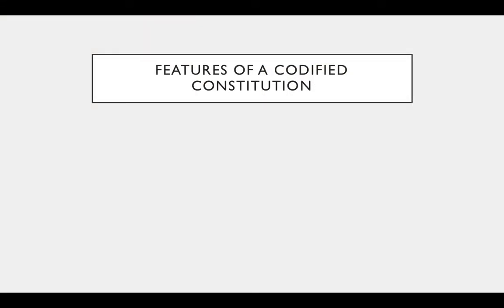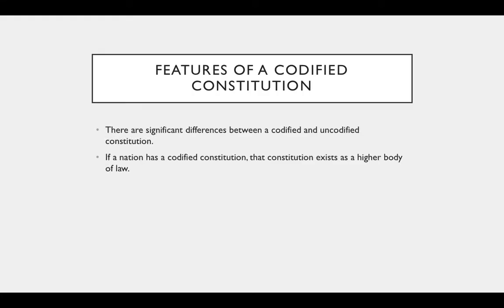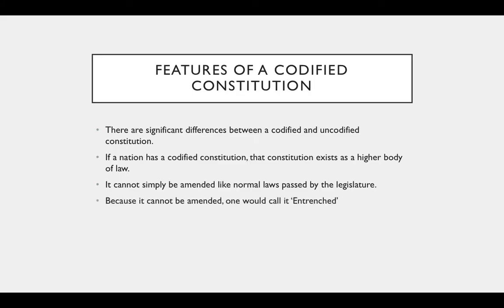So, what are the features of a codified constitution? If a nation has a codified constitution, the constitution exists as almost a higher body of law. It cannot simply be amended like a normal law passed by the legislature. And because it cannot be amended quite so easily, we say that the laws are entrenched. The US Constitution is a very good example. It's a very good way of gauging the difference between a codified and uncodified constitution.